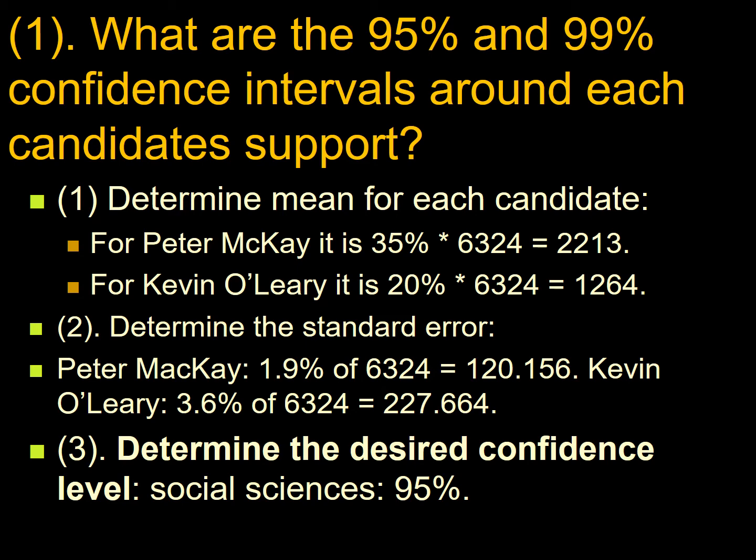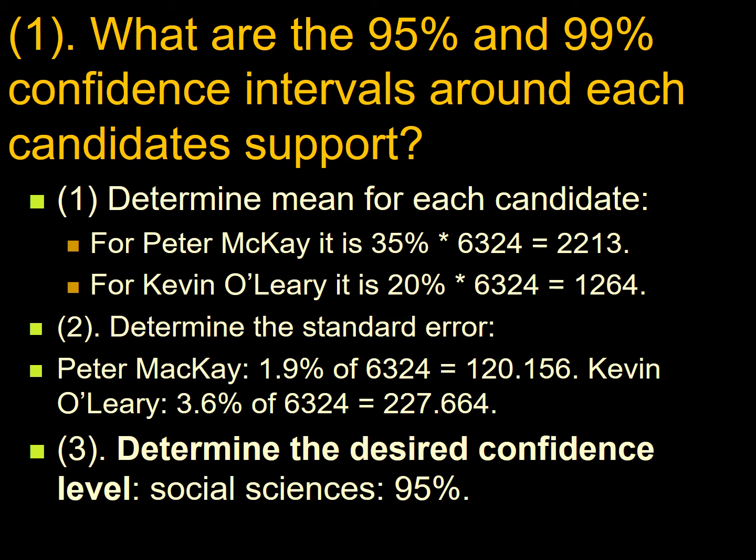The second step is to determine the standard error. So for Peter MacKay, it's going to be 1.9% of 6,324. And this is going to equal 120.156. For Kevin O'Leary, it's 3.6% of 6,324, and that's going to equal 227.664. Now these are values that are going to be added and subtracted.